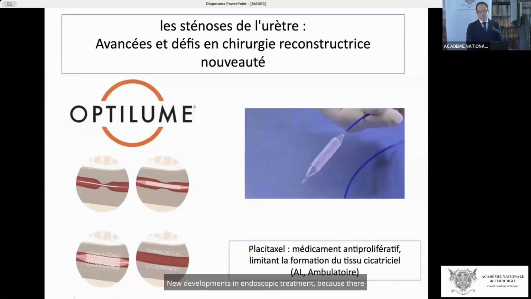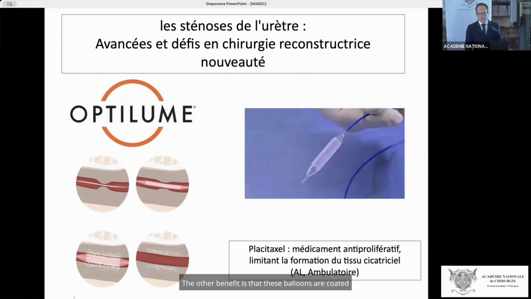New developments in endoscopic treatment, because there are always some. Currently, it's what we call balloon dilation. So we have the company Optilumen, which has marketed its device. It's a dilation balloon for the stricture. I think balloon dilation is a good idea because it's less traumatic ultimately than urethrotomies, where sometimes the blades, since they're never changed, well, the blade doesn't cut. And so we end up doing more of a traumatic dilation. Here, at least, it's more precise for performing a dilation of the stricture.